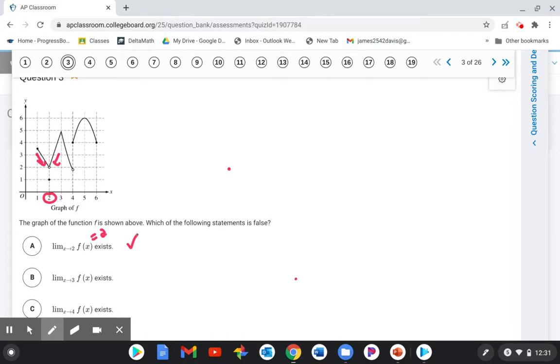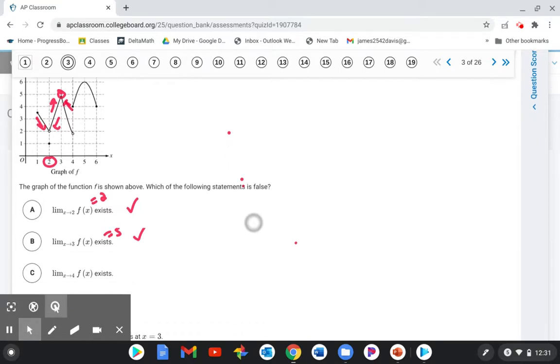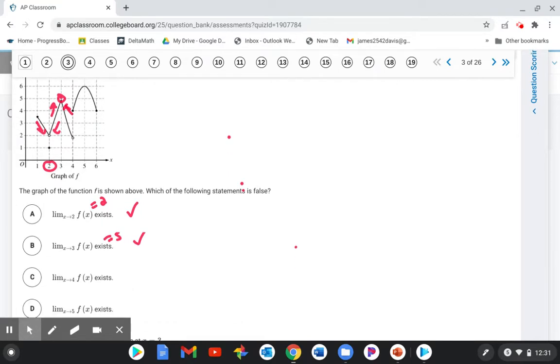That's good. The limit as x goes to 3 exists. Well, 3 is up here. It does look like we're approaching the same value from both directions. We're going to 5. So yep, it's 5. Check. Limit as x goes to 4 exists. Well, as we approach from either direction, 4 is right here. This looks like it's going to 2. This one, we're actually coming in up here, and it's equal to 4.